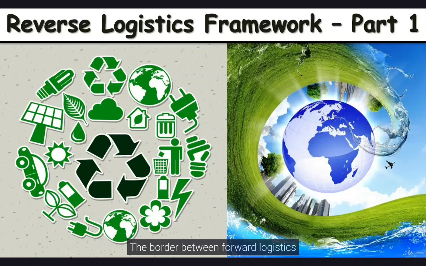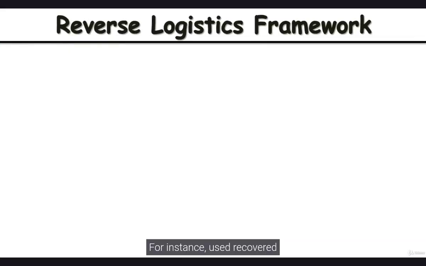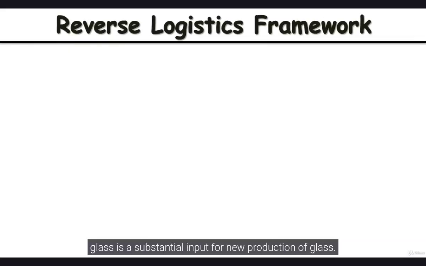The border between forward logistics, from raw materials to end user, and reverse logistics, from end user to recovery or to a new user, is not strictly defined, as one can wonder about what raw materials are or who the end user is in modern supply chains. For instance, used recovered glass is a substantial input for new production of glass.